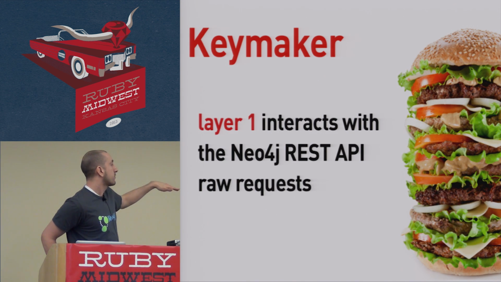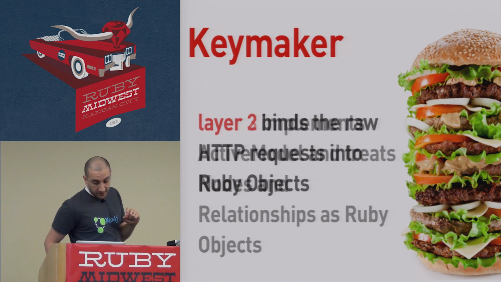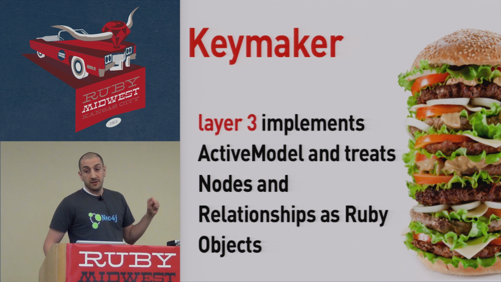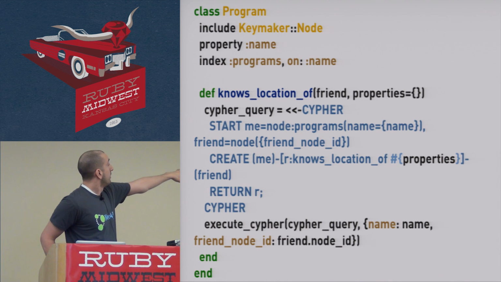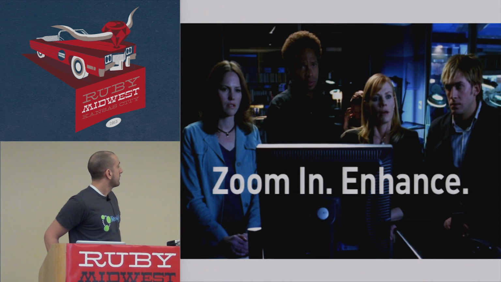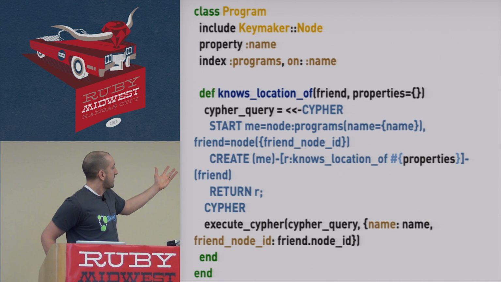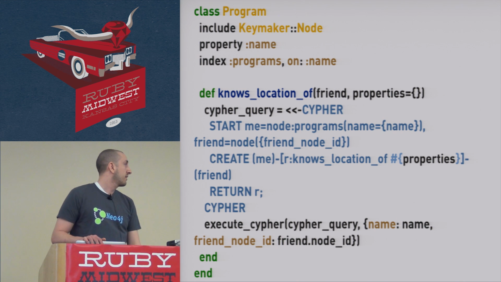Layer 1 interacts with the Neo4j REST API raw requests. Layer 2 binds those raw requests into Ruby objects. And then level 3 implements ActiveModel and fits the nodes and relationships as Ruby objects. So here's a quick example. This is a program, right? Program in the sense of program versus human. Zoom in and enhance, here we go. Very normal stuff, right? Pay me later. Questions? Just kidding.